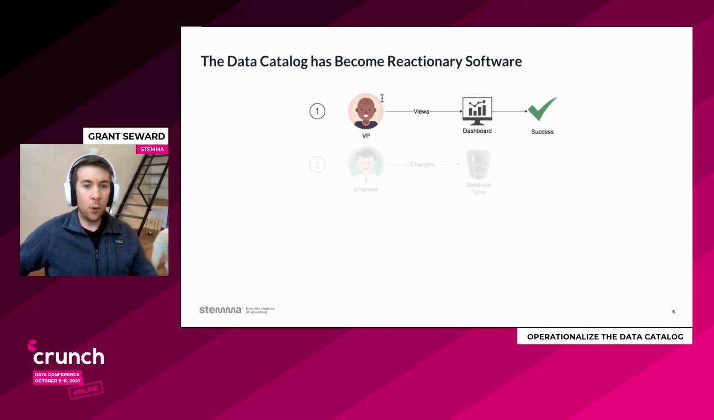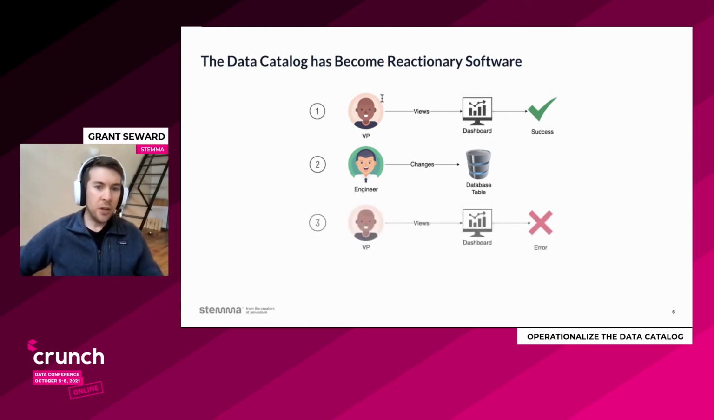At some point later on, someone in the company changes a table or a pipeline. Unbeknownst to that person making the change, there's quite a few other tables that are downstream that are going to break once their code ships. The next morning, you receive an email from the VP saying that the dashboard is no longer working.